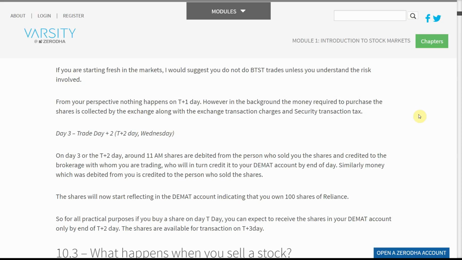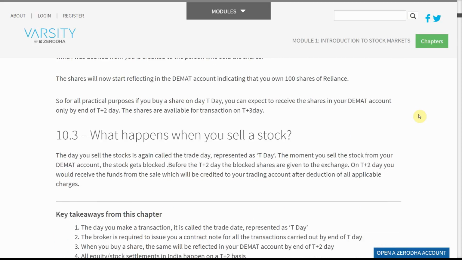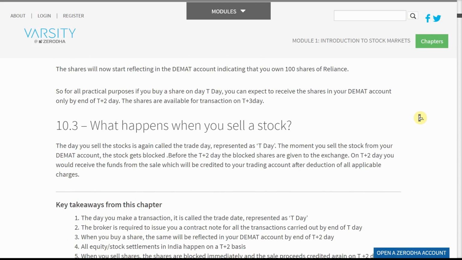Similarly, money which was debited from you is credited to the person who sold the shares. The shares will now start reflecting in the Demat account, indicating that you own 100 shares of Reliance. So for all practical purposes, if you buy a share on T day, you can expect to receive the shares in your Demat account only by end of T plus 2 day. The shares are available for transaction on T plus 3 day.